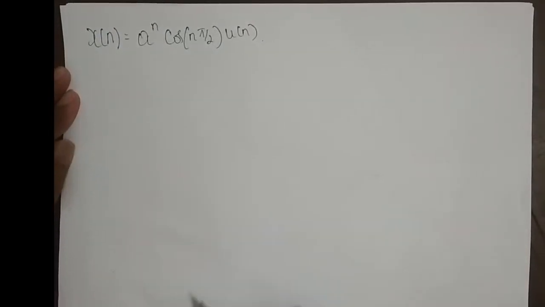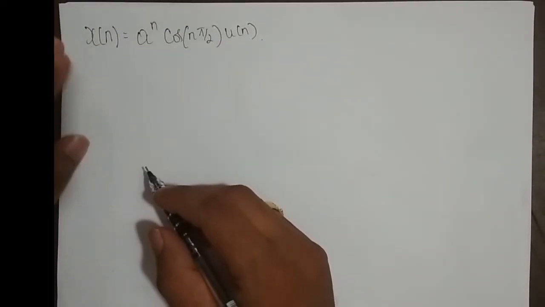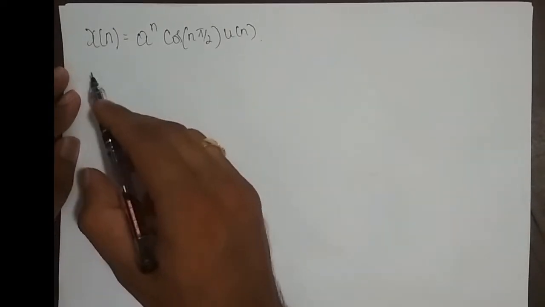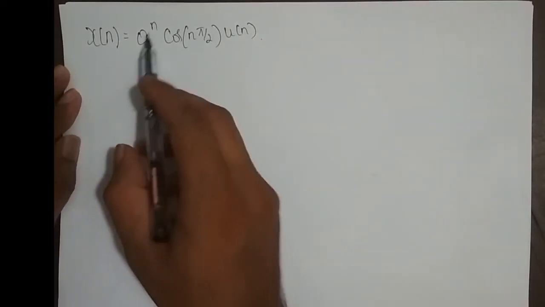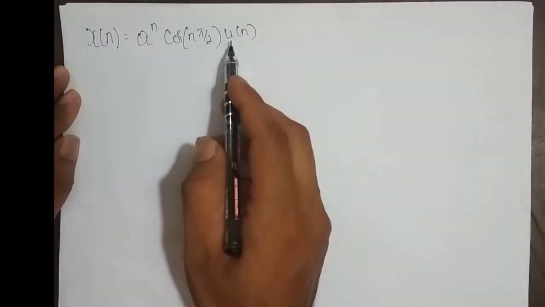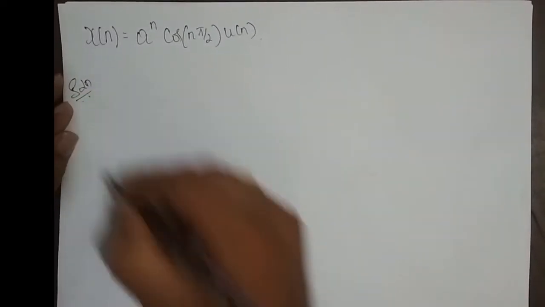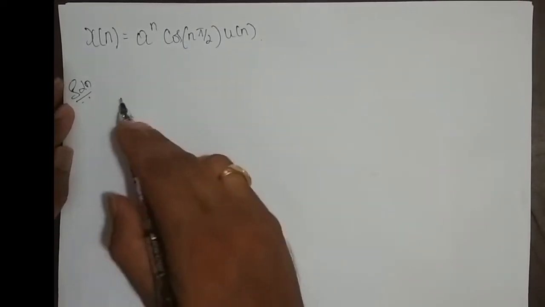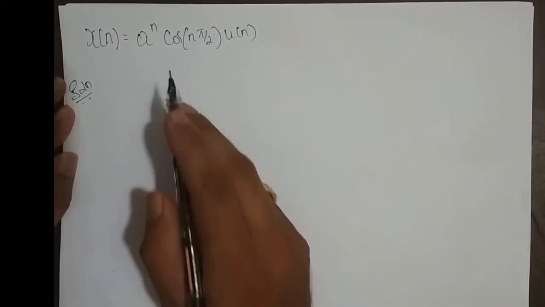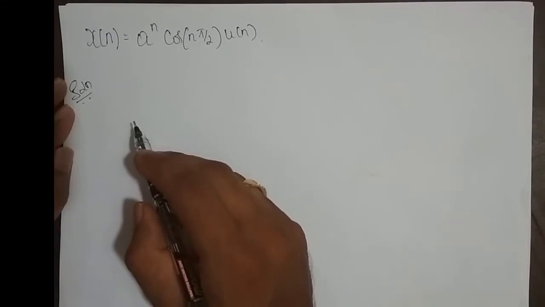Hey guys, we shall continue with the Z transform problems using properties. The sequence is x of n equals a power n cos(n pi by 2) into u of n. Okay, we shall try to solve this problem. So solution. What is my aim here? I need to find its Z transform and ROC using appropriate properties of Z transform.